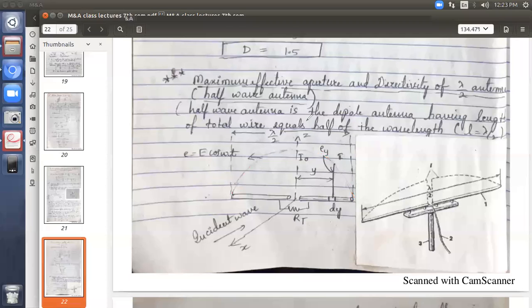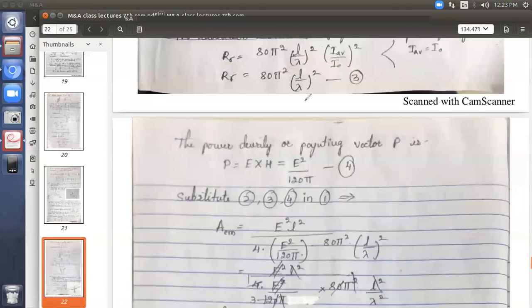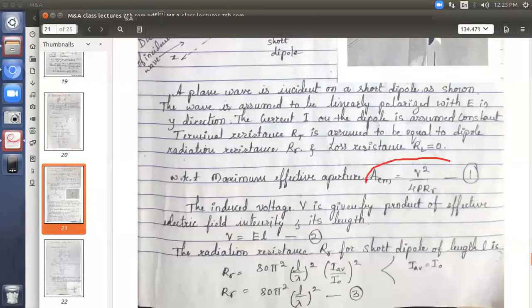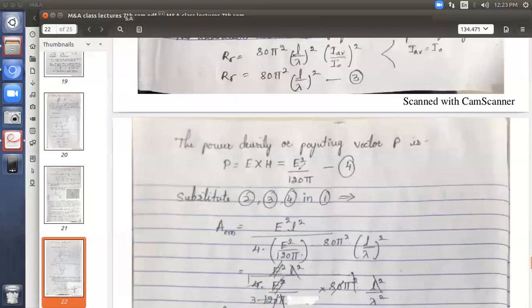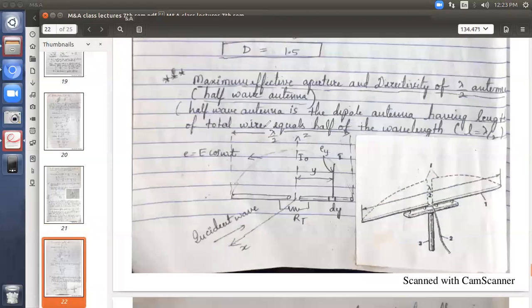How we started the equation in the first derivation, we started with this equation. Here also we should start with this. We will go for substitution of this V, P and R_R, just like this. Let's move to this second derivation. This is the figure considered.